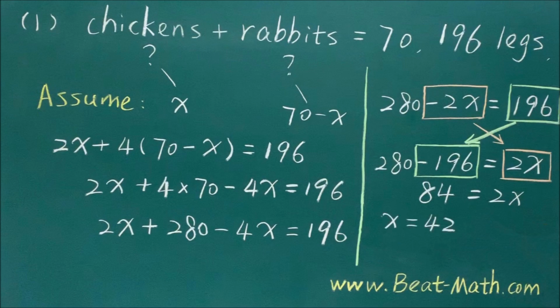That means John raises 42 chickens. To get the number of rabbits, you take 70 minus 42 and your answer is 28. You're done.